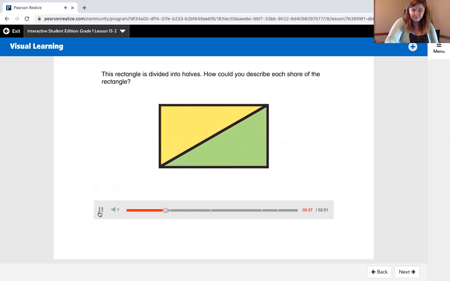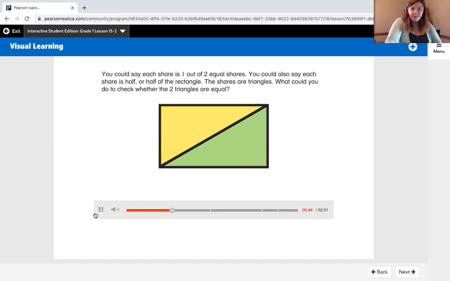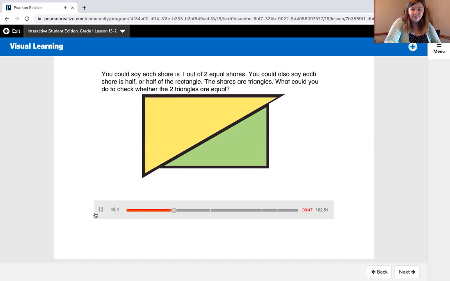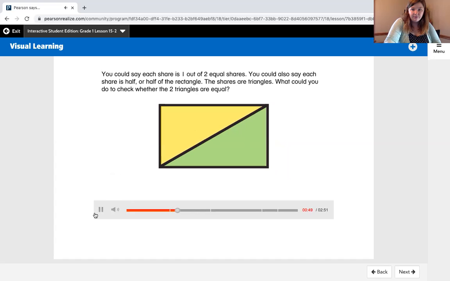This rectangle is divided into halves. How could you describe each share of the rectangle? You could describe the shape as, for yellow, 1 out of 2 shares. The green is 1 out of 2 shares. You could say each share is one out of two equal shares. You could also say each share is half, or half of the rectangle.